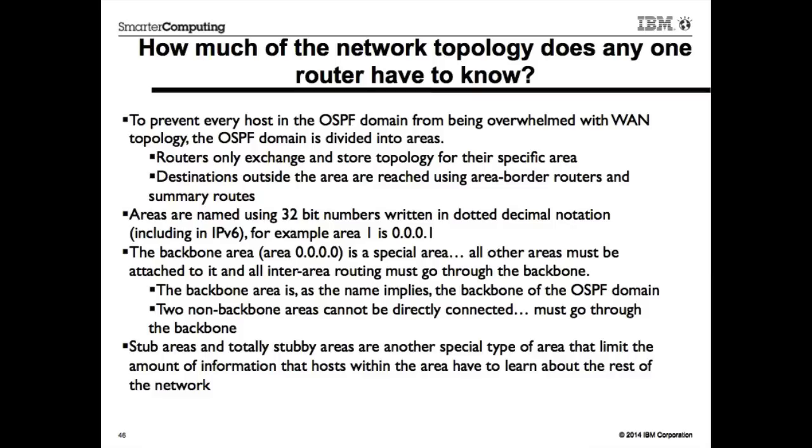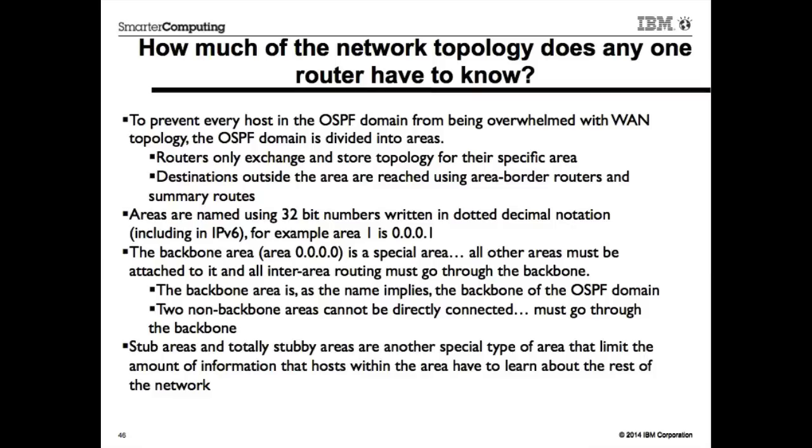Now there's a special area, which is the backbone area, which is area 0.0.0.0. And the rule for OSPF is all other areas must attach to the backbone. And all routing between areas must go through the backbone. So the backbone area is, as the name implies, the backbone. Two non-backbone areas cannot be directly connected. You must go through the backbone. So OSPF is hierarchical in that manner. You have to use the backbone to route between areas.